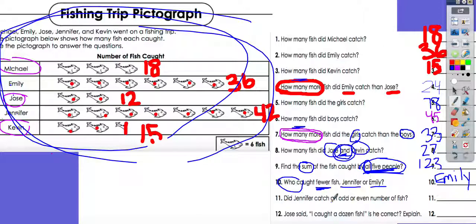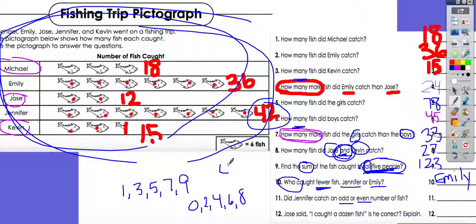Did Jennifer catch an odd or even number of fish? Odd numbers end in 1, 3, 5, 7, and 9. Even numbers end in 0, 2, 4, 6, or 8. So did Jennifer catch an odd number or an even number? Look at Jennifer, 42. 42 ends in a 2, and that is even. A 2 is even, so she caught an even number of fish.